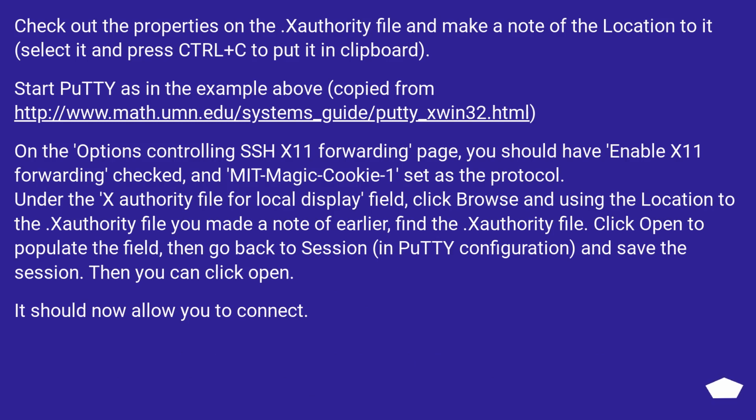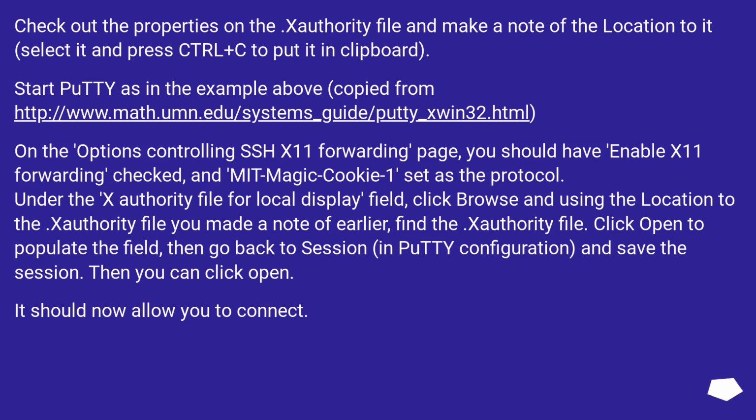Check out the properties on the Xauthority file and make a note of the location to it, select it and press Ctrl+C to put it in clipboard. Start PuTTY as in the example above, copied from this URL. On the options controlling SSH X11 forwarding page, you should have Enable X11 Forwarding checked, and MIT Magic Cookie 1 set as the protocol.